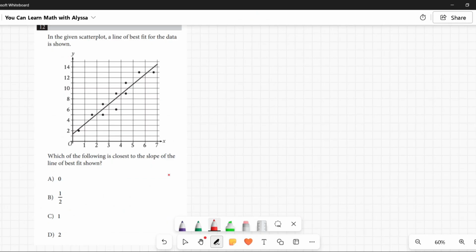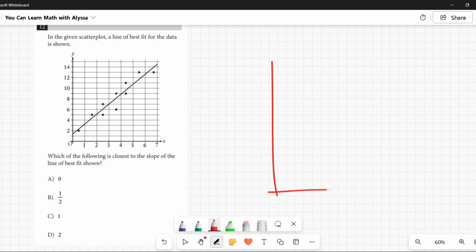In the given scatter plot, a line of best fit for the data is shown. Which of the following is closest to the slope of the line of best fit shown? They love lines of best fit, but you do not have to know how to draw a line of best fit. If you are in a statistics class, that may happen. That does not happen on the SAT.